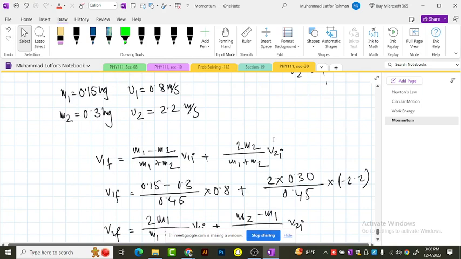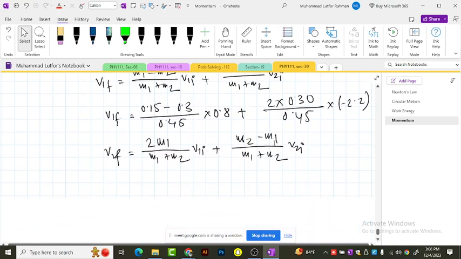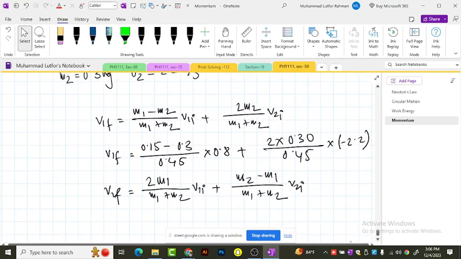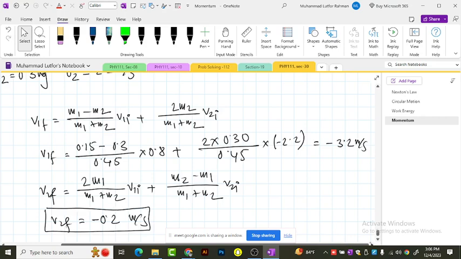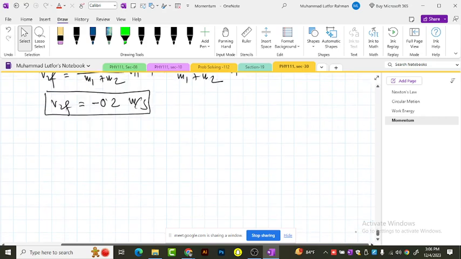Now if you solve, you will find that V1F is going to be simply minus 3.2 meter per second, and if you plug in for V2F, that's going to be minus 0.2 meter per second. So after the impact, both blocks will move towards the negative x direction, because both have a minus sign over here. And if they ask you what type of collision it is, then you can write down.